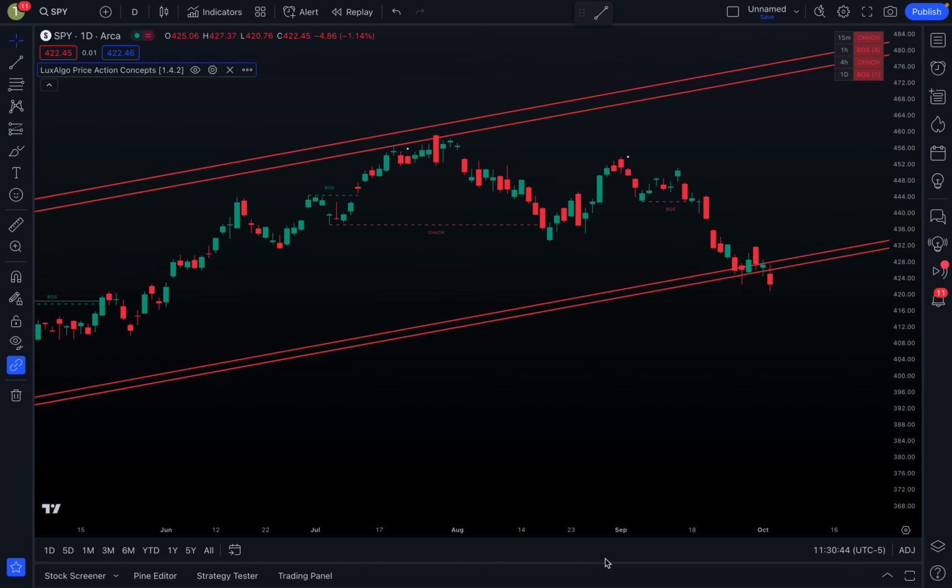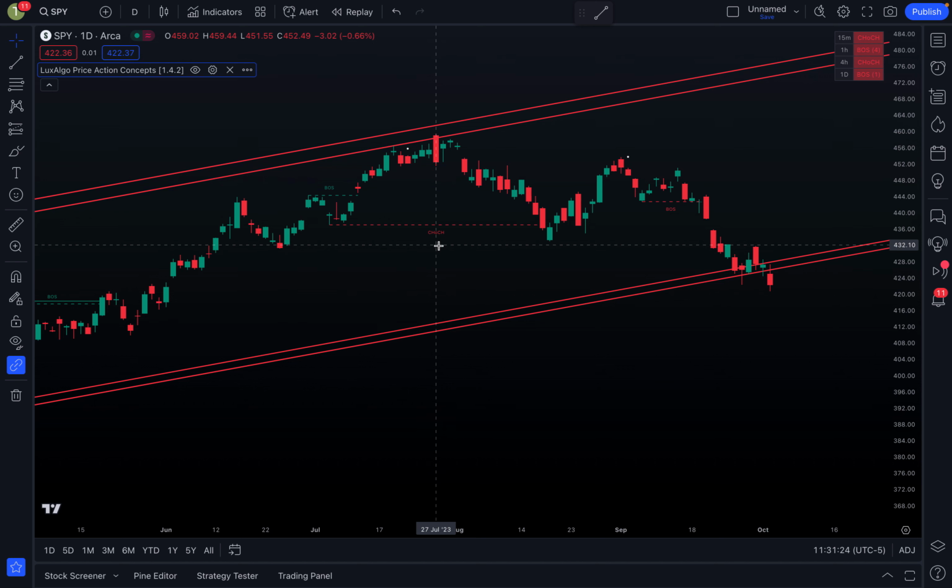So what is this one feature showing us? It's showing us market structure. In other words, this is going to allow us to determine trend continuations and trend reversals through two distinct structures. Notice on the chart you see two different structures: BOS and CHOCH. CHOCH stands for change of character, and BOS stands for break of structure. So let's go through CHOCH first.